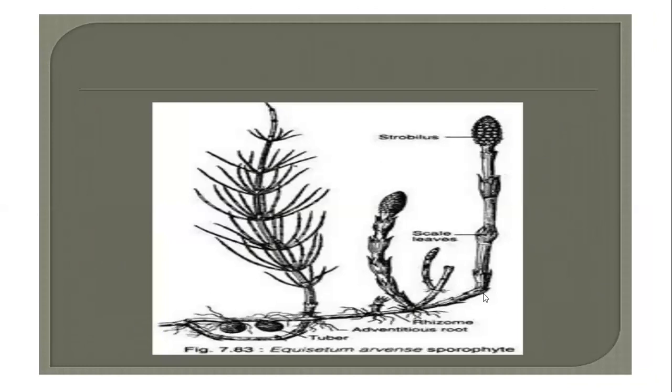This will become the rhizome, which is also differentiated into nodes and internodes. And from the nodal region, this one is the aerial shoot, which is also divided into nodes and internodes. The nodes are going to develop some sterile branches, or we can see the presence of the scale leaves also at each node. And the fertile branches develop into the strobili or the cones at the time of reproduction.